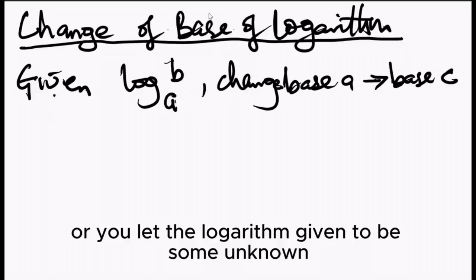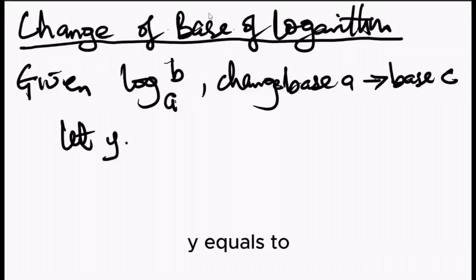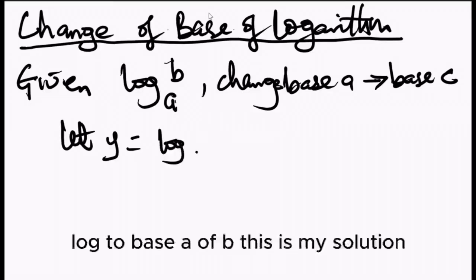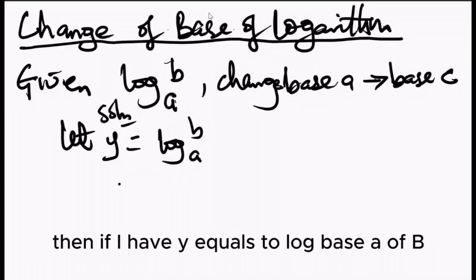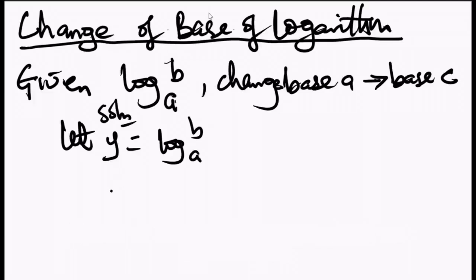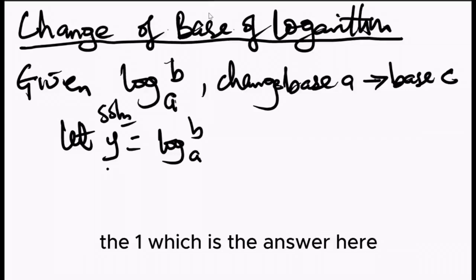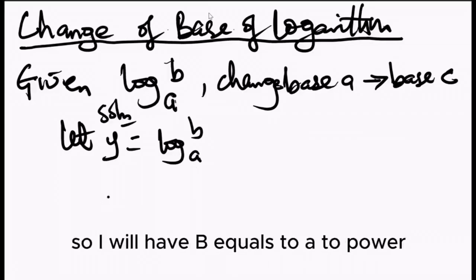the logarithm given to be some unknown. I can say let y equals to log to base a of b. This is my solution. Then if I have y equals to log base a of b, I have to express this equation in an index form by saying the one which is the answer here, the unknown here, becomes the power. The base here becomes the number. So I will have b equals to a to power y.